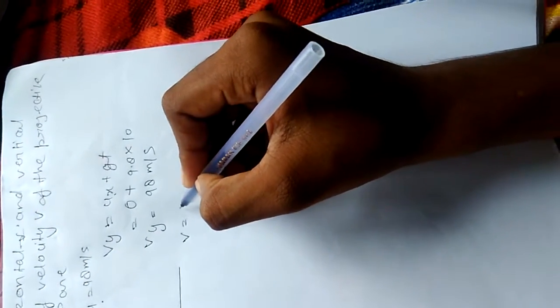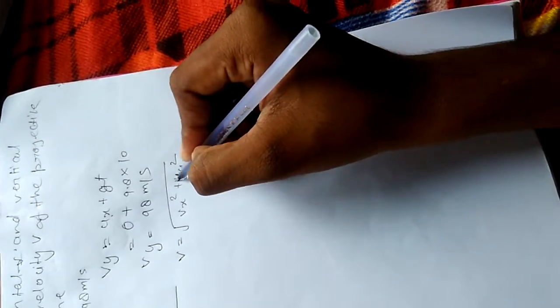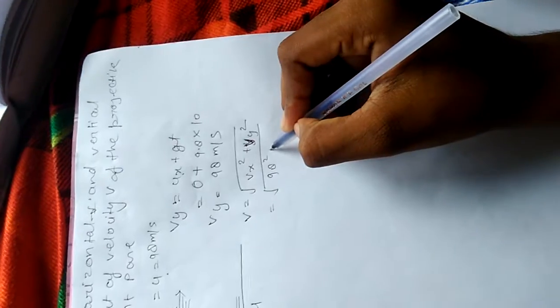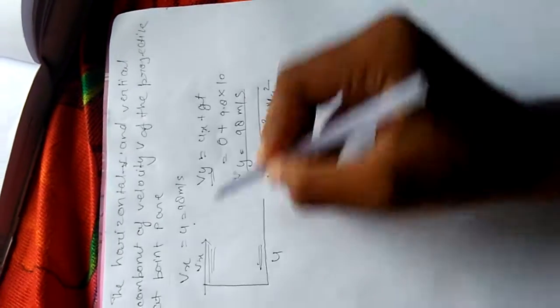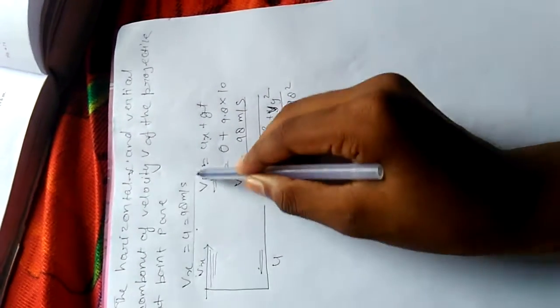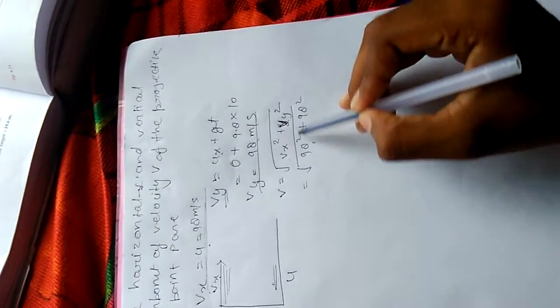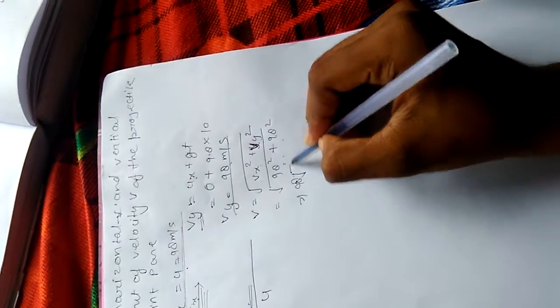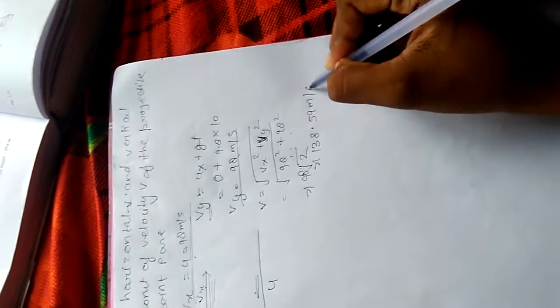The resultant velocity is formulated by under root of Vx square plus Vy square. Then we put the values: 98 square plus 98 square, because Vy is 98 meter per second and Vx is 98 meter per second. So after solving it, we get 98 into under root 2, and it gives 138.5 meter per second.